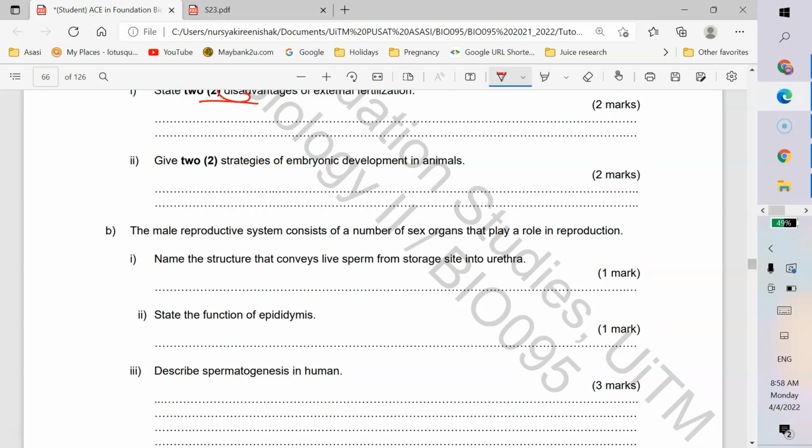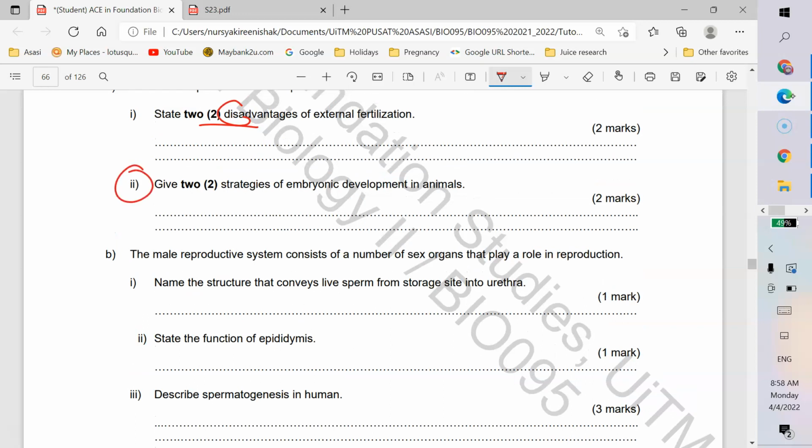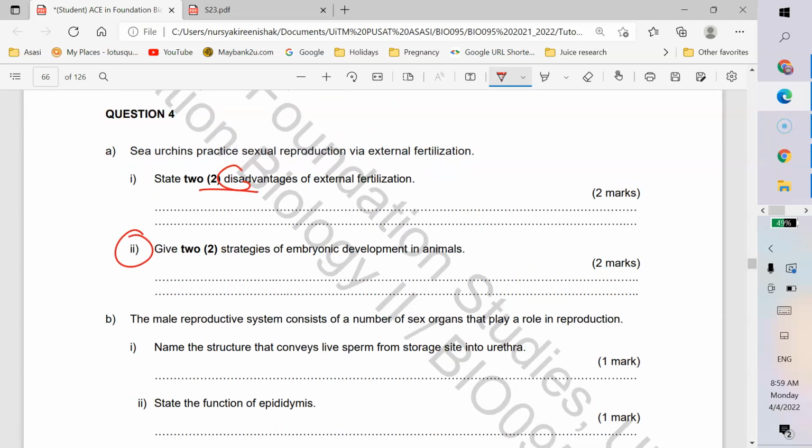Name the structure that conveys live sperms from storage site to... Soalan mana tu? A2. Give two strategies of embryonic development in animals. Okay. Apa dia strategis dia?